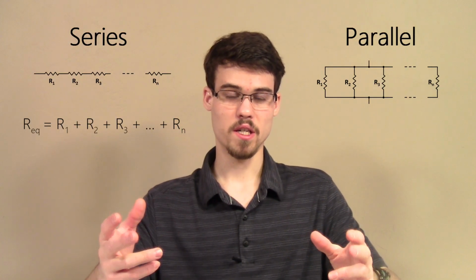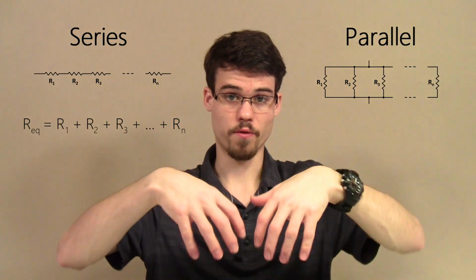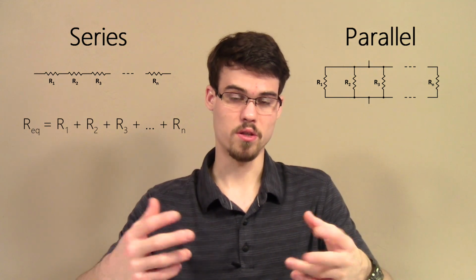When you combine resistors in parallel, you're going to connect the tops together and the bottoms together. This effectively increases the cross-sectional area of the resistor because now you have more resistors for the current to flow through, so it's kind of the same thing as increasing the area, which then decreases the total resistance.